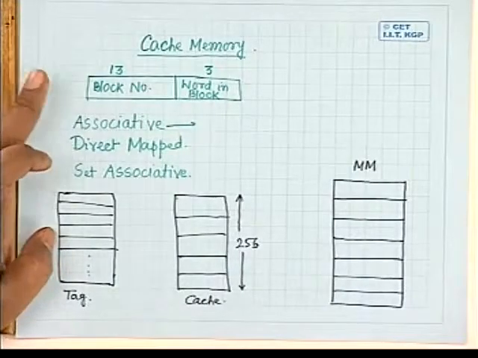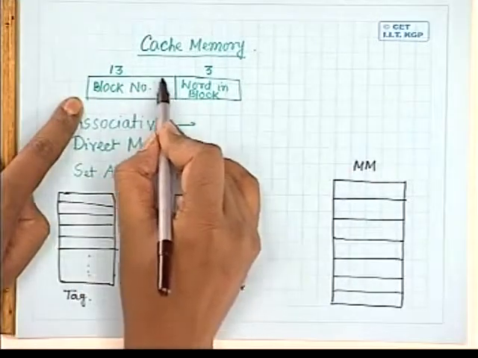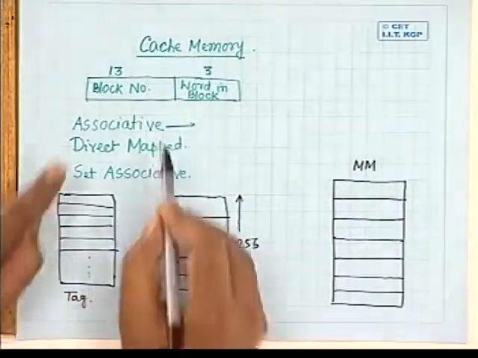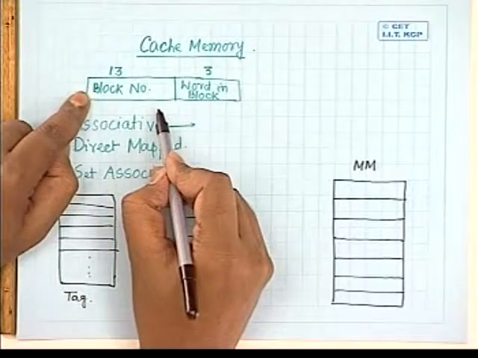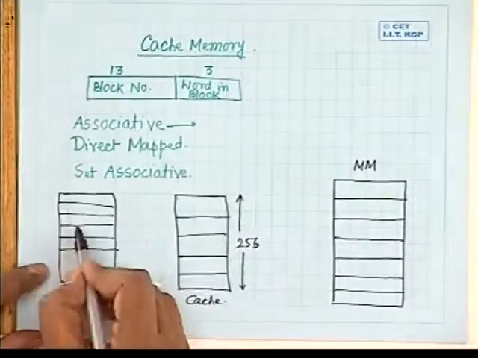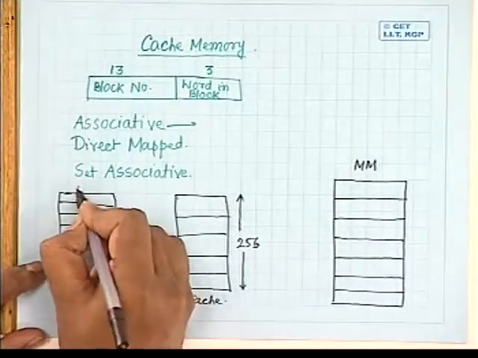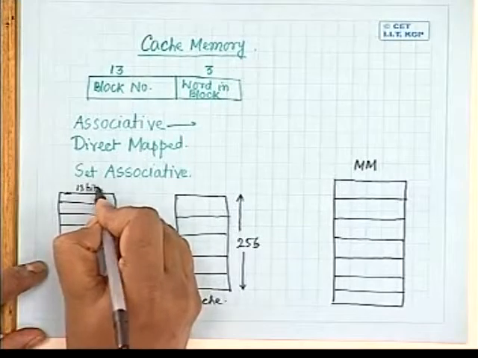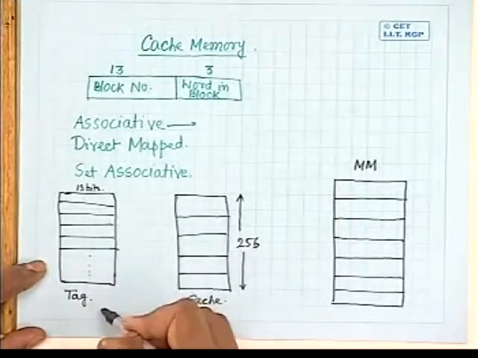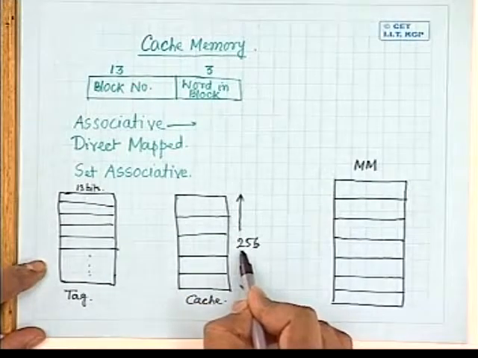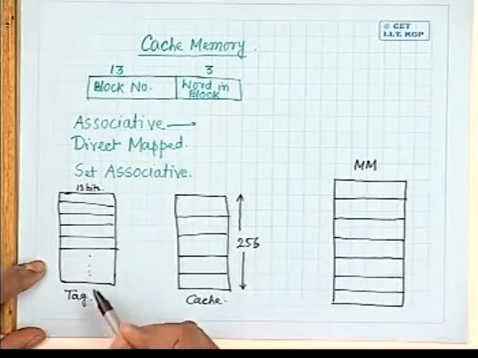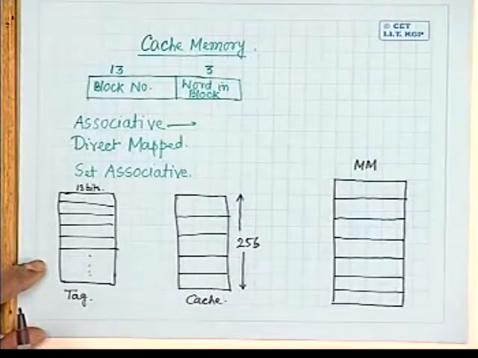For that, you simply take this block number and check within this tag memory whether any tag memory location matches with this block number or not. In this case, since this block number contains 13 bits, every tag will also contain 13 bits. So in this example, the tag memory will contain 256 locations, or there will be 256 tags. Every tag will have 13 bits.